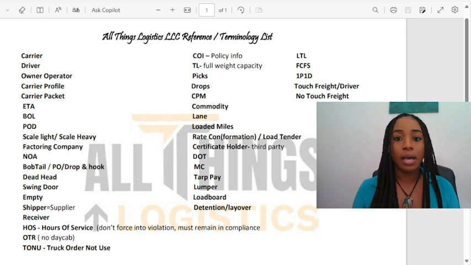So there is a lumper fee. Most of the time those happen with like reefer loads or refrigerated loads. And up front, normally the broker will let you know, like, hey, there's going to be a lumper fee.